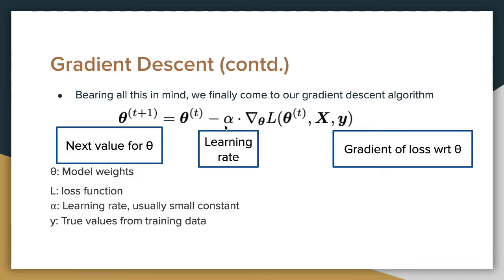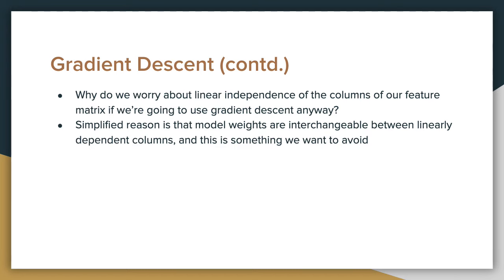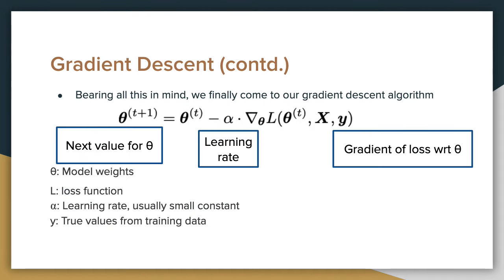For a very large alpha value, your theta would move a lot in a single iteration, and for a smaller alpha value, your theta would move a whole lot less. So that's our general algorithm for gradient descent.